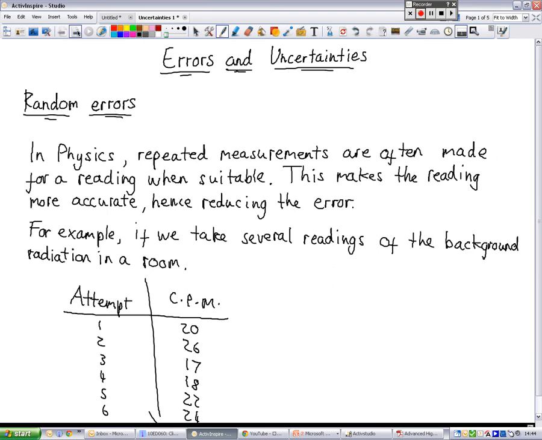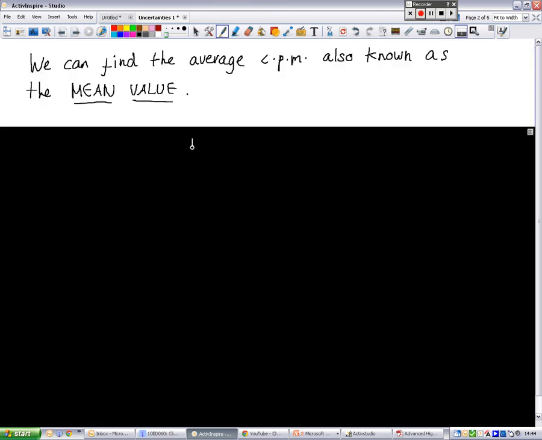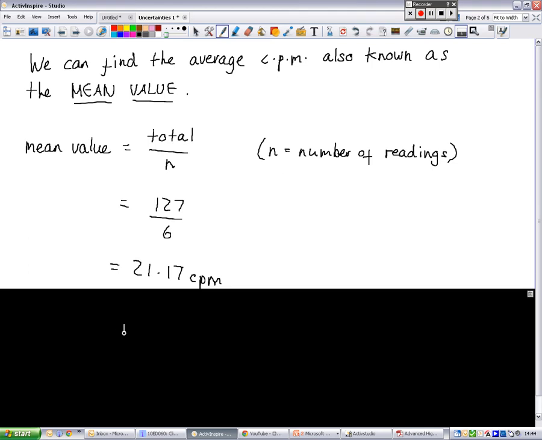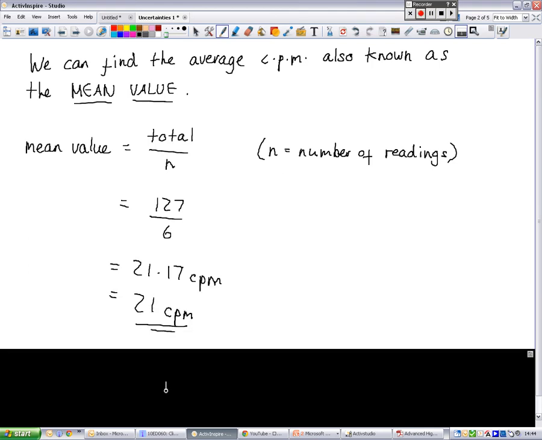And then what we do after that is we really take an average of those results. And the average of those results can be called the mean. So that's really taking all the values, adding them up and dividing them by the number of readings that are taken. So you probably know it as an average just now. We call it the mean for the purposes of errors and uncertainties. So add all your values together, divide it by the number taken, that's the mean value that you get. So the mean value that we would get for the background radiation there was 21 counts per minute.